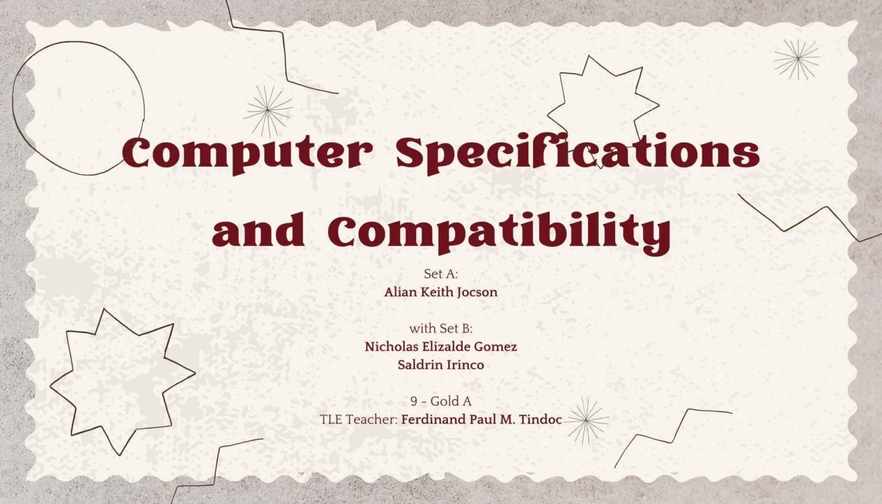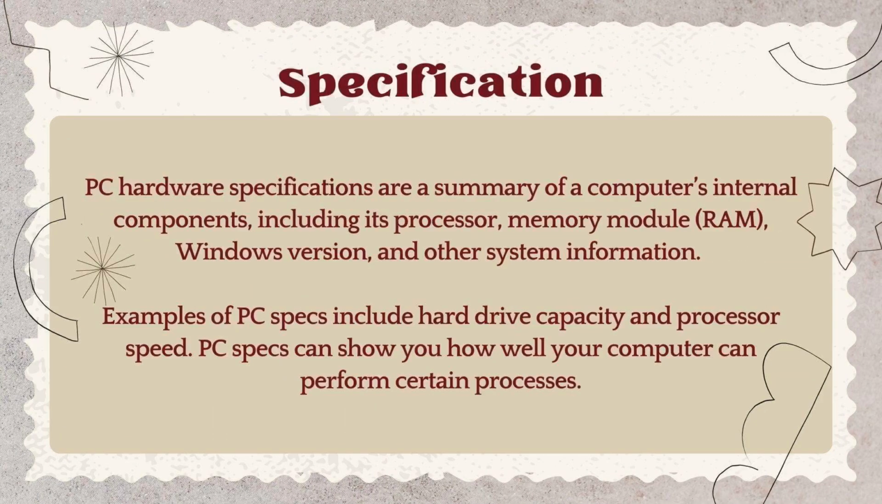I am Alian. I am Nicholas and Saldrin, and our topic for today's video is computer specifications and compatibility. What is a specification? PC hardware specifications are a summary of a computer's internal components, including its processor, memory, RAM, Windows version, and other system information. Examples of PC specs include hard drive capacity and processor speed.